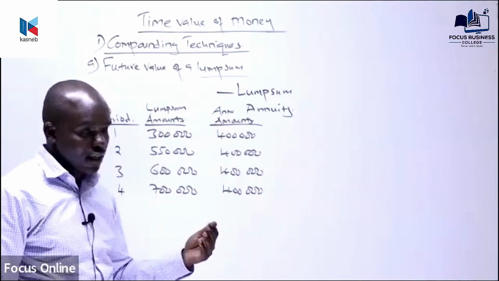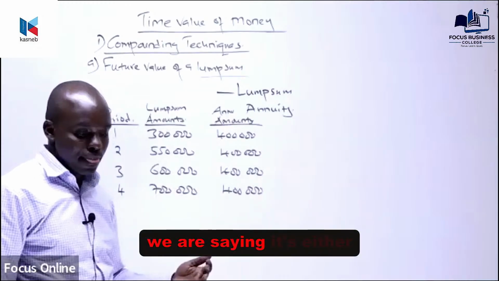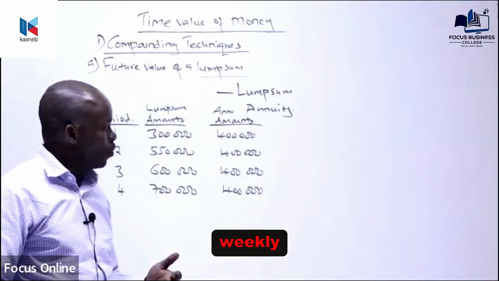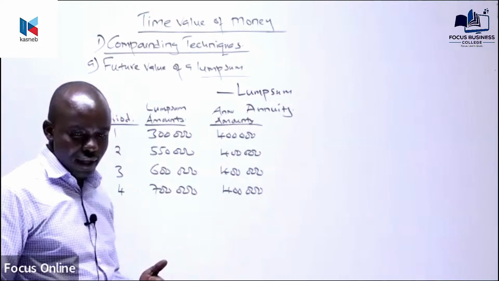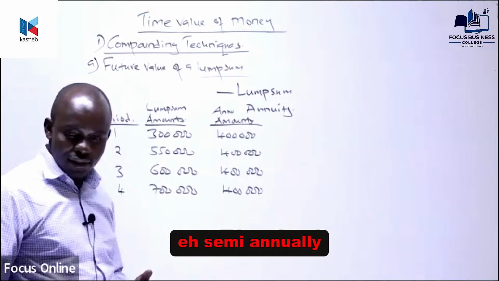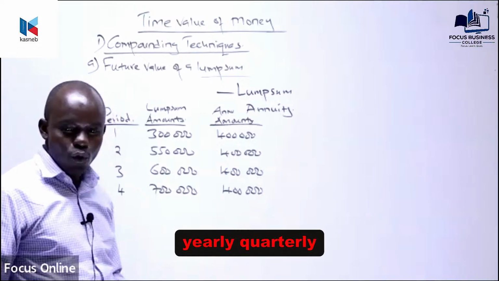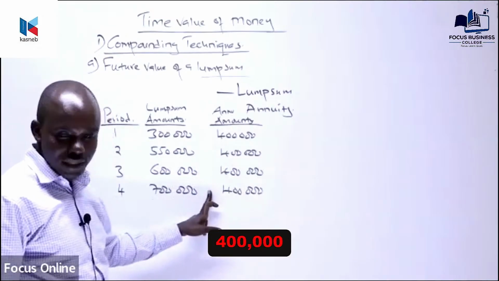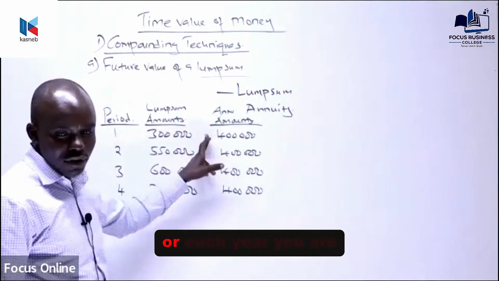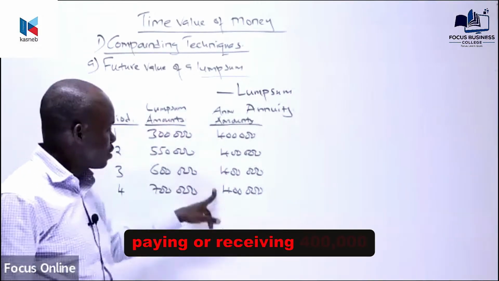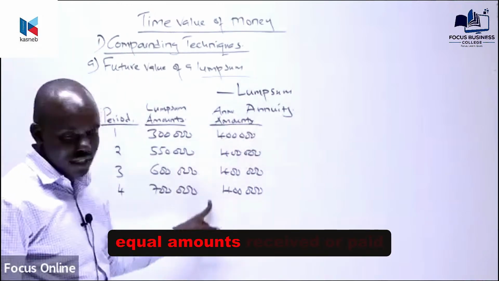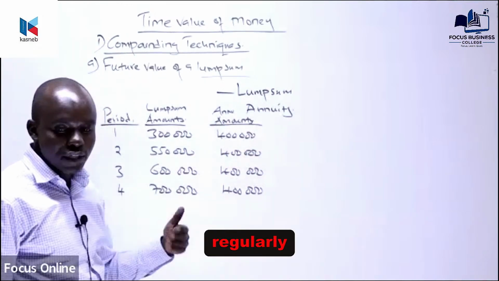And when we say regularly, we are saying it's either monthly, weekly, semi-annually, yearly, quarterly. That means every month you're paying or receiving 400,000. That is an annuity. Or each year you're paying or receiving 400,000. That is an annuity. Equal amounts received or paid regularly.